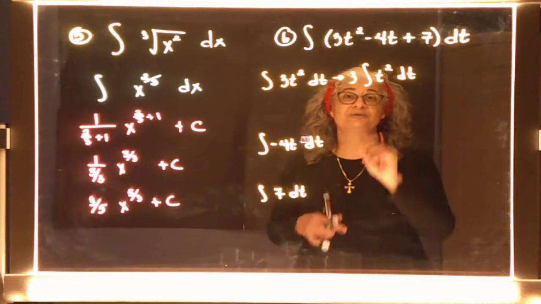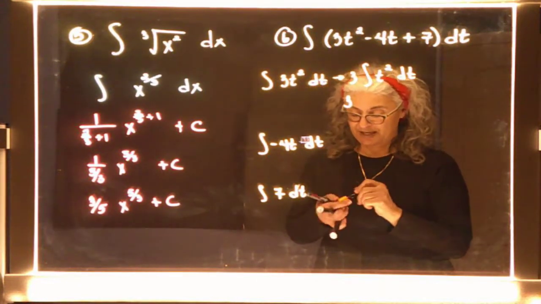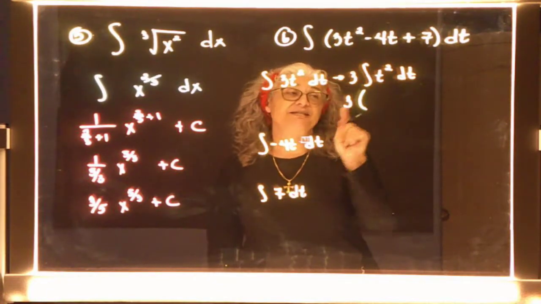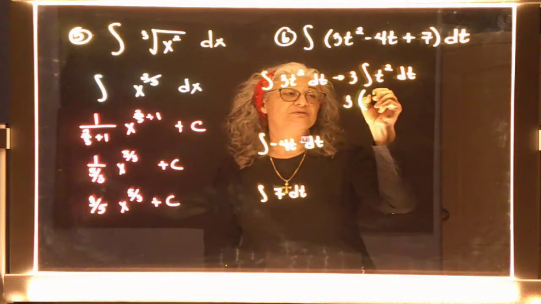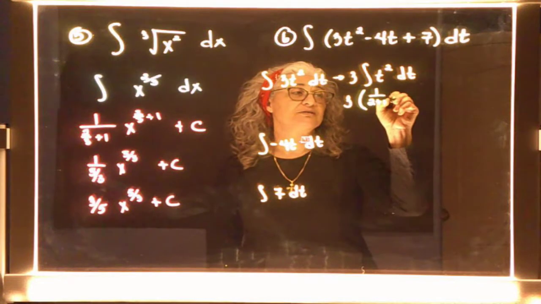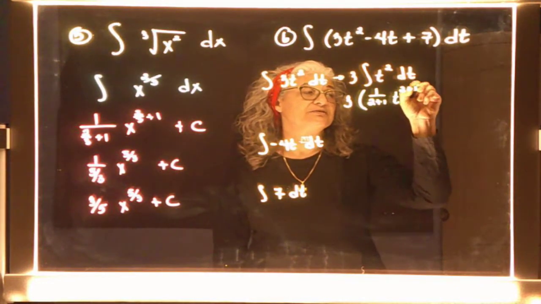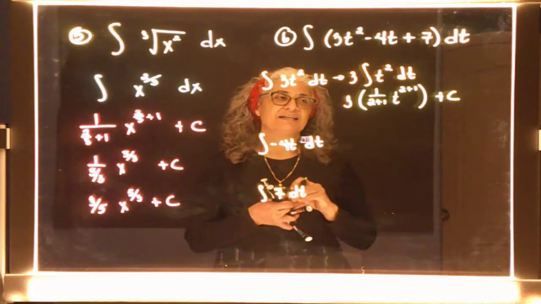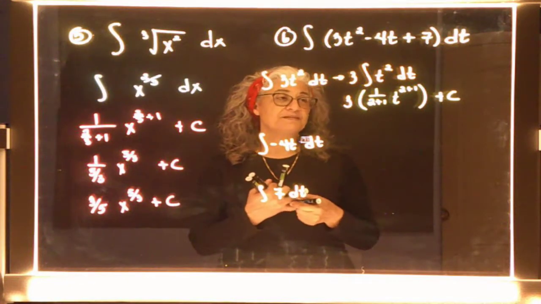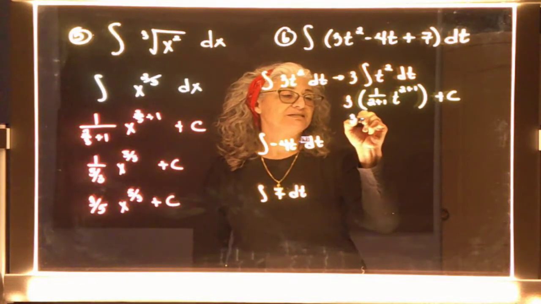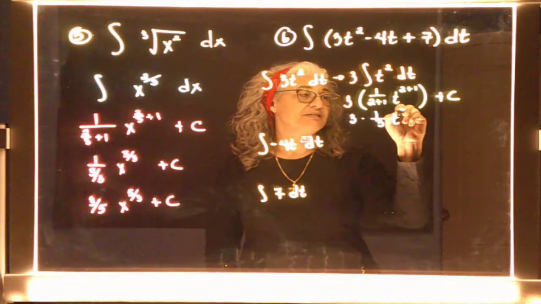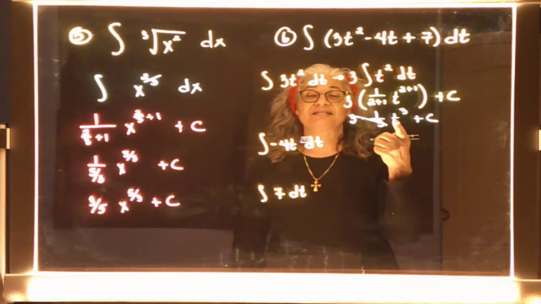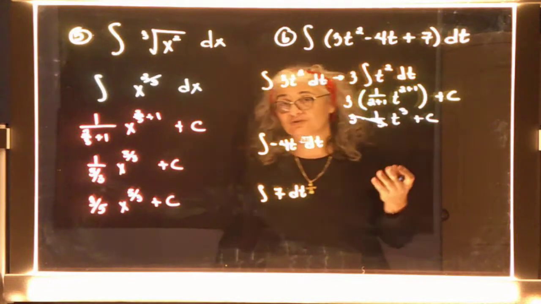Okay, so let's do that. I'm going to have this 3 on the outside. And then what? Yes. And I'm putting it in parentheses because I'm taking the antiderivative of t squared. So 1 over 2 plus 1, t to the 2 plus 1, yes, plus the c. What's going to happen here? Yeah, that's 1/3, isn't it? This becomes 3 times 1/3 times t cubed plus c, and doesn't this cancel? So really, the antiderivative is just t to the 3rd plus c. Cool? Okay.